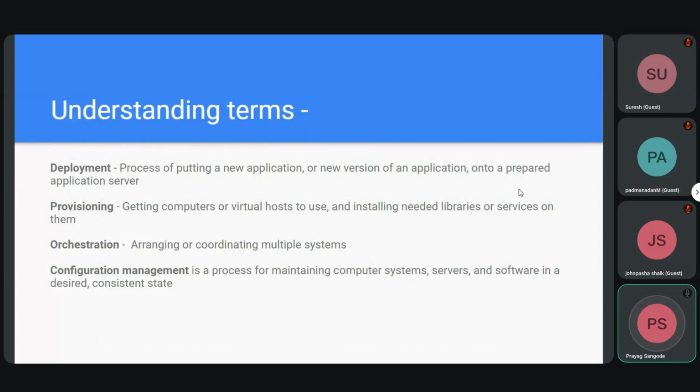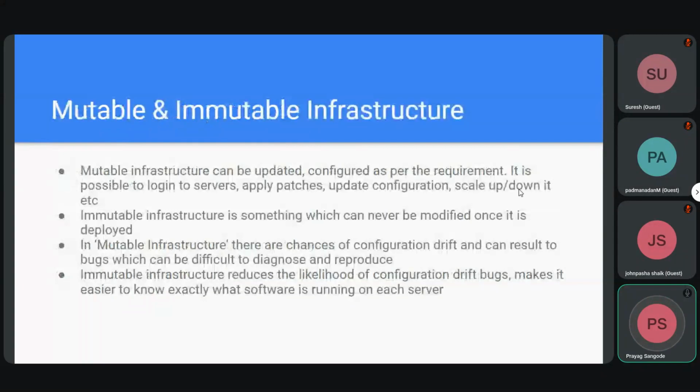We also know what is mutable and immutable infrastructure. Mutable means which can be updated or changed anytime. Immutable means we cannot change anything when it is running. When it is live, it should not be changed. For example, there is version 1 of a software running on a particular infrastructure, and if you want to make any changes, we should release version 2 and then deploy it. That is immutable infrastructure, which cannot be changed.